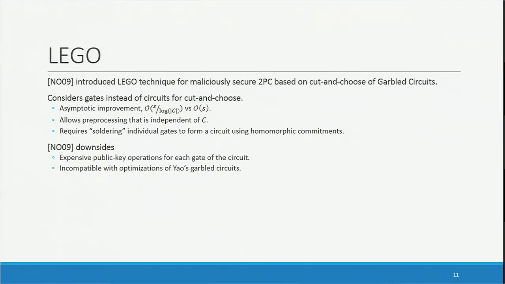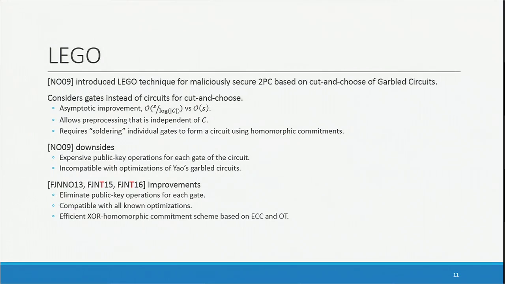Now, the downside of this initial scheme was that the way this soldering step was instantiated, we required a lot of public key primitives for all gates of this circuit. So this was terribly inefficient, and it was also not compatible with all the optimizations that we have for Yao's garbled circuits. In recent years, we've had a lot of improvements here. We've eliminated these downsides, and we now have very efficient XOR-homomorphic commitments based on error-correcting codes and oblivious transfer.